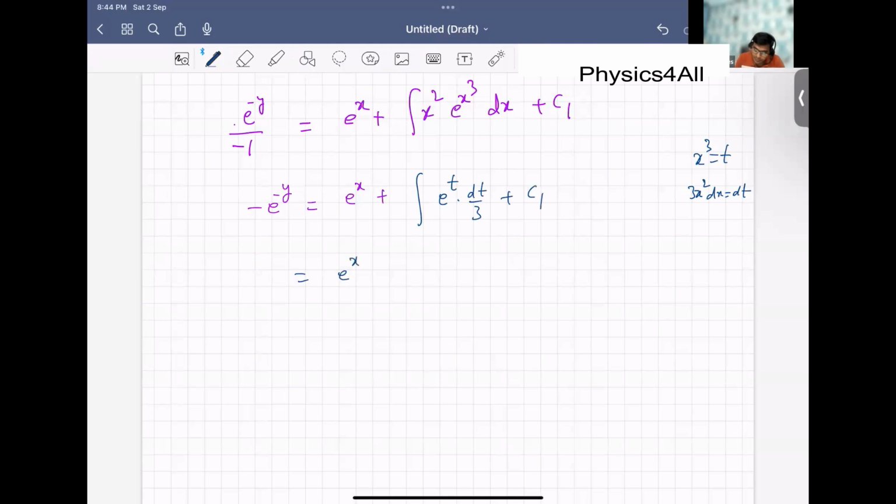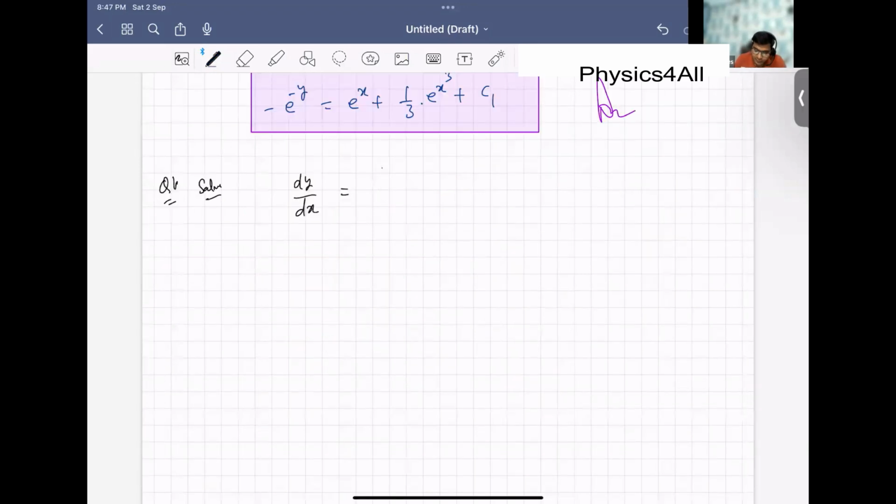So you got 1 over 3 and e to the power t, same as e to the power t plus c1. Minus e to the power minus y equals 1 over 3 e to the power t, and t is x cube, so e to the power x cube plus c1. So that's the solution. There is no initial condition given, so that's the solution.